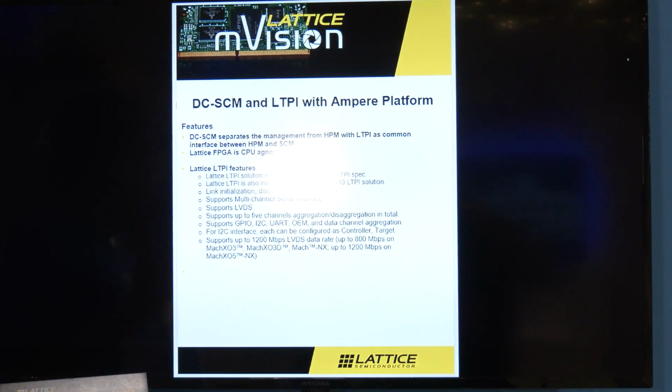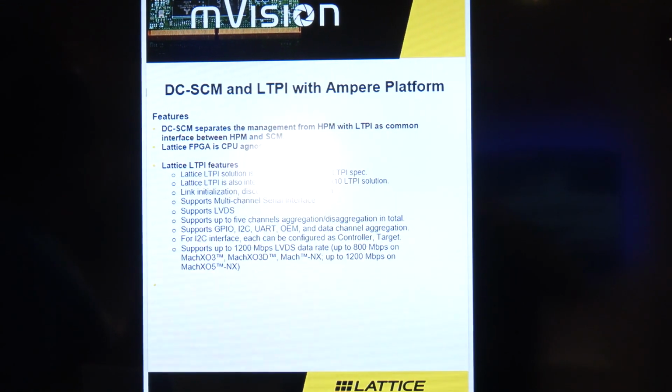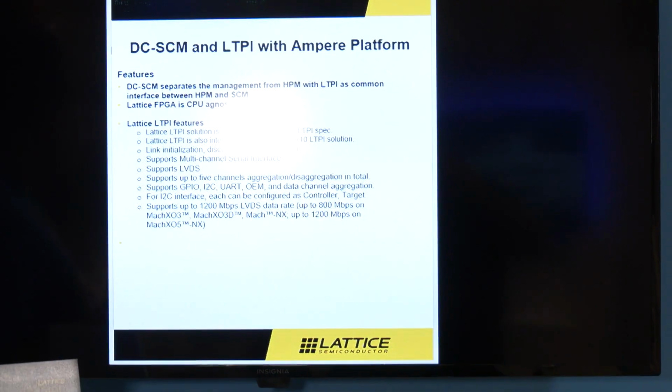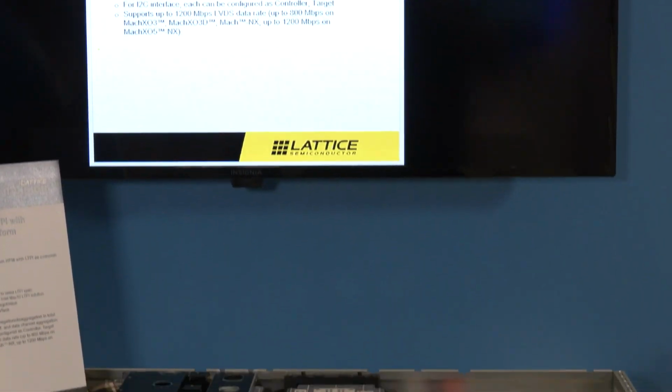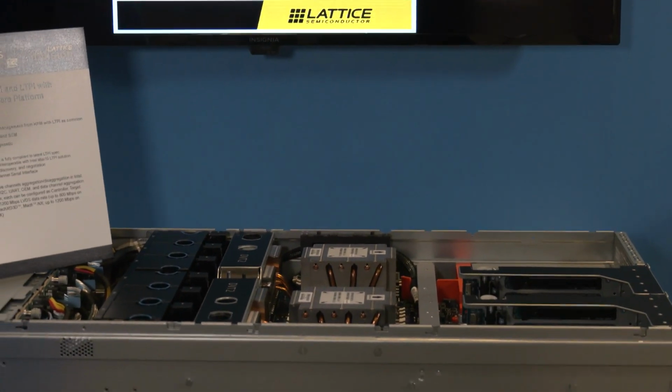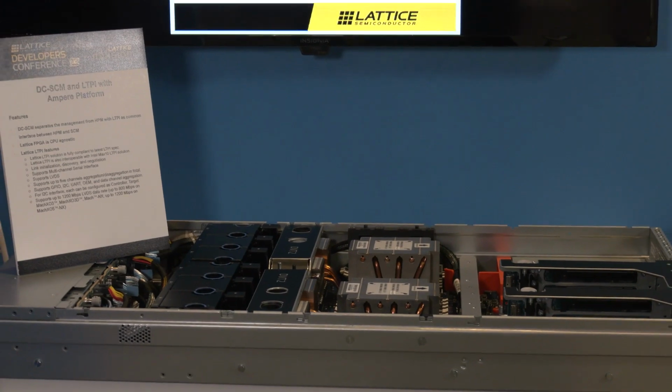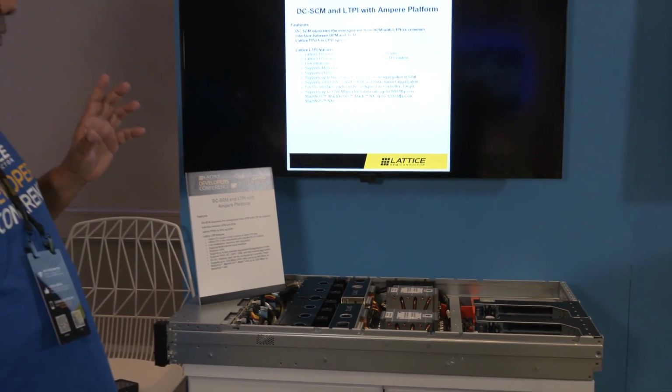Within the DC-SCM, because you only have a limited number of pins, a lot of serialization of I2C and GPIO is needed that has to pass through a certain interface, and that's what we developed as the LTPI interface. So what we're trying to show here, there are a couple of things.